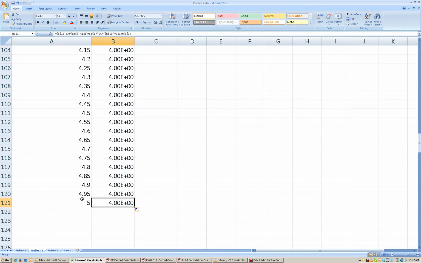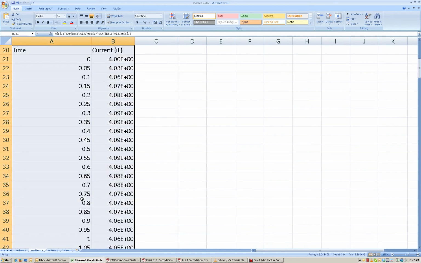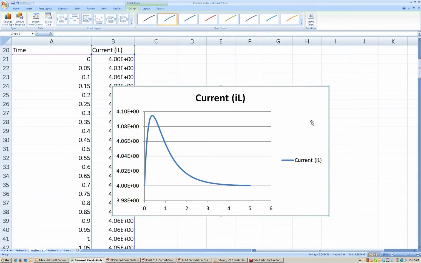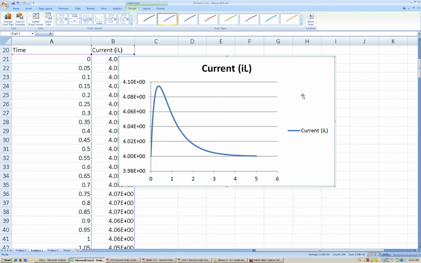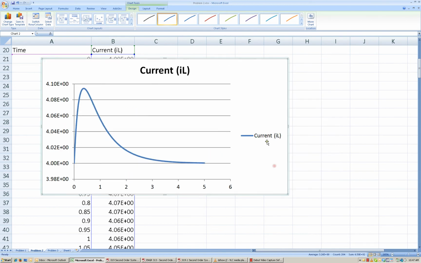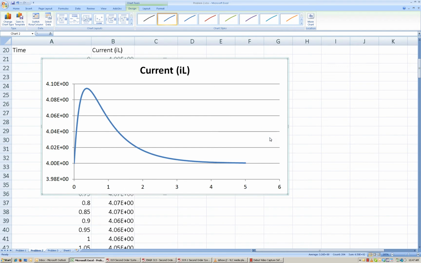So now I have in column B the evaluation of the function of time that describes how the current through the inductor changes. And in column A, I have the time column in seconds. So now I can insert a scatter plot that's going to show me the behavior of the system as a function of time. So we see from this that at time equals 0, the current is 4 amps.